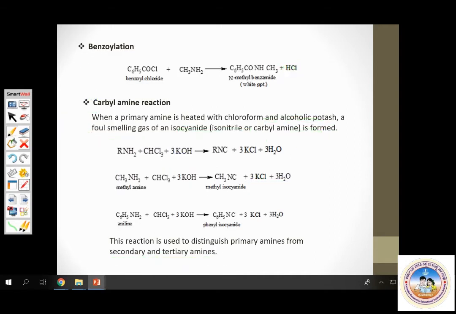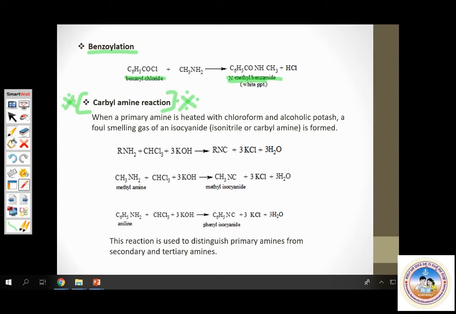Similar to acylation is this reaction called benzoylation. The only difference is in acylation you take acetyl chloride, in benzoylation you take benzoyl chloride. That's the only difference, and you get a benzamide. That's benzoylation. And next is another very important reaction. You call it carbylamine reaction. Very important from the examination point of view.